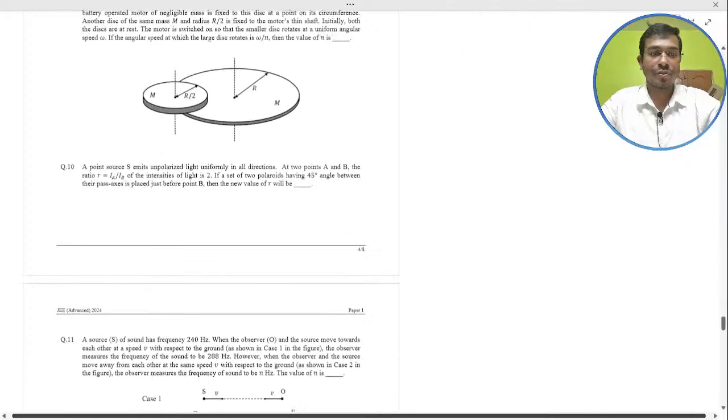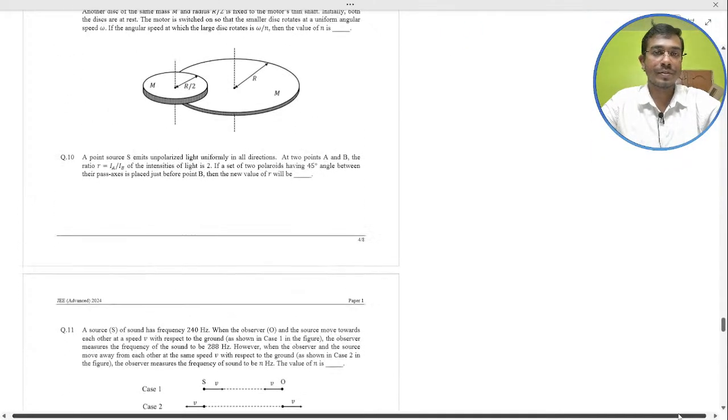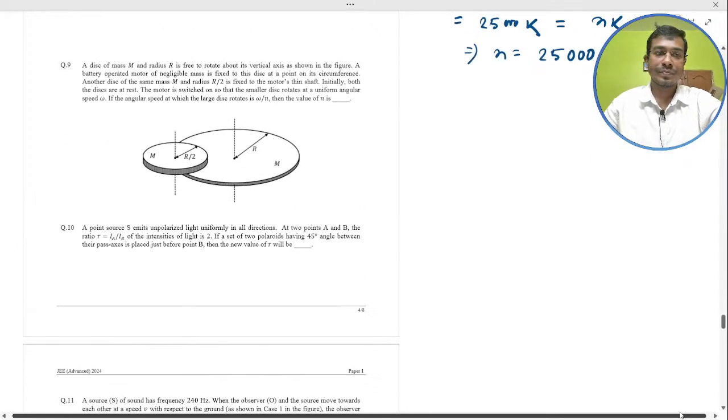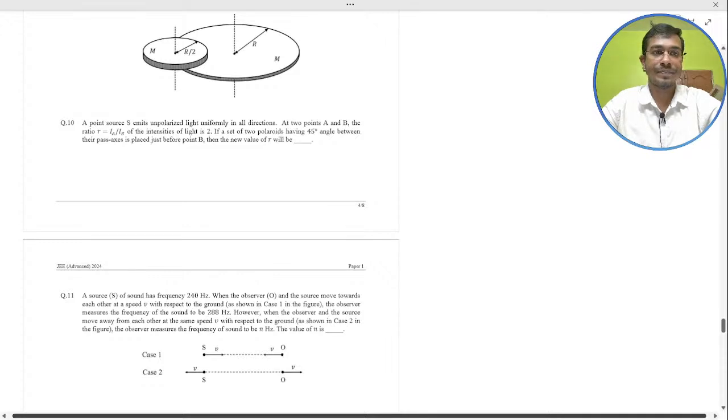Question 9 is for yours, homework. This is homework 2. Now for question number 10.